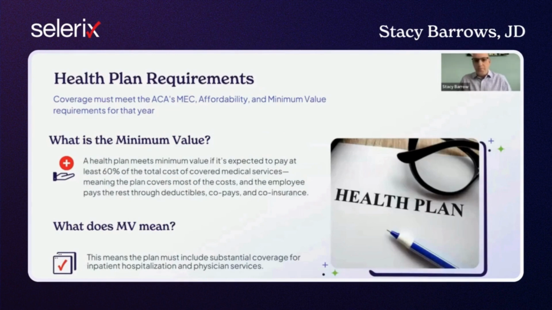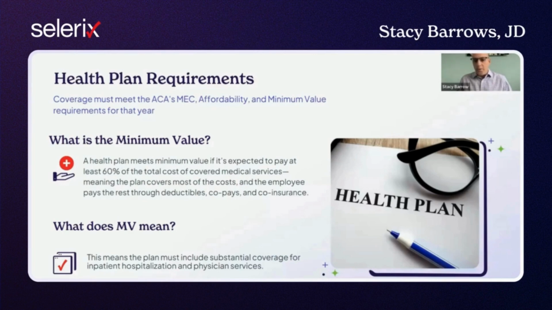Which brings us to this piece. So the other penalty regime under the ACA is the B penalty. This applies when the employer offers health insurance, but it may not meet the affordability and minimum value requirements.